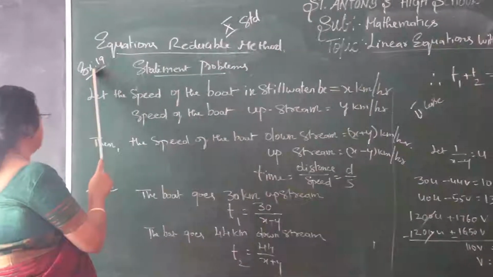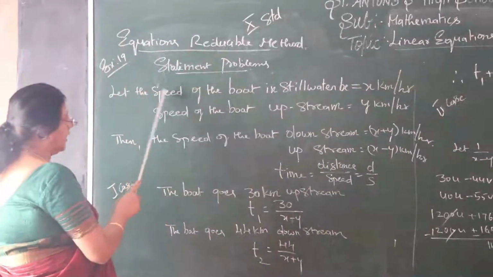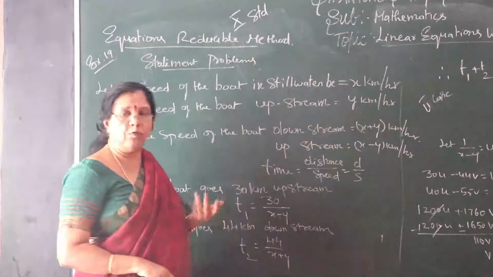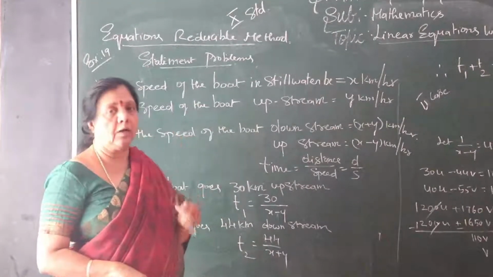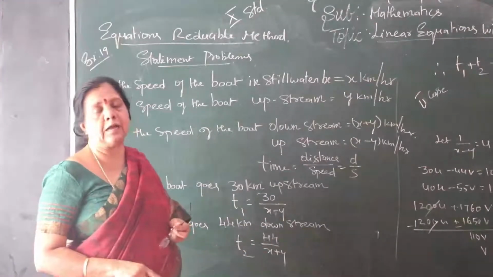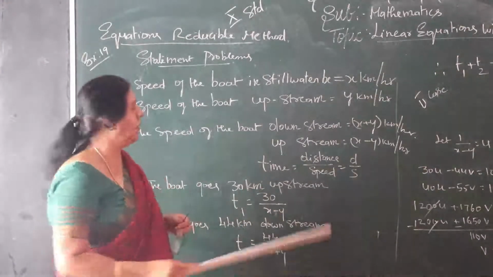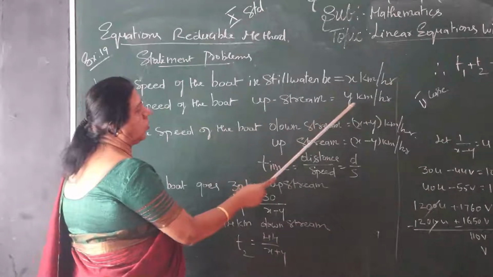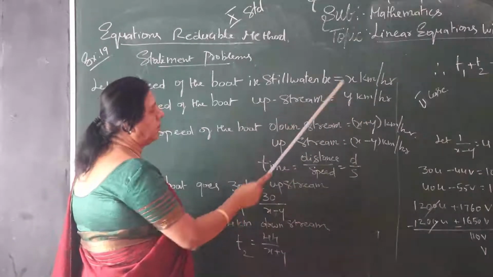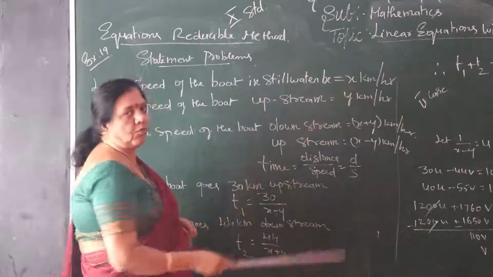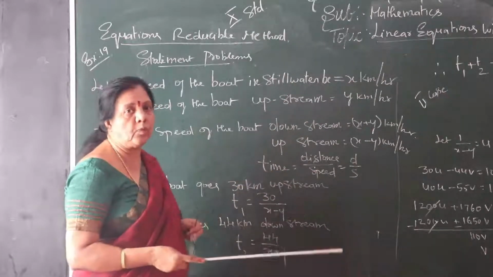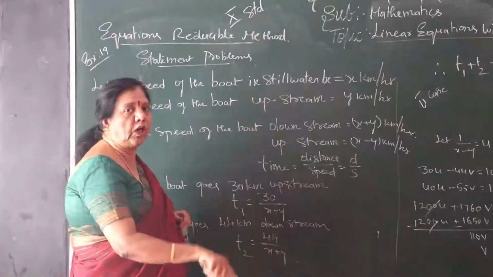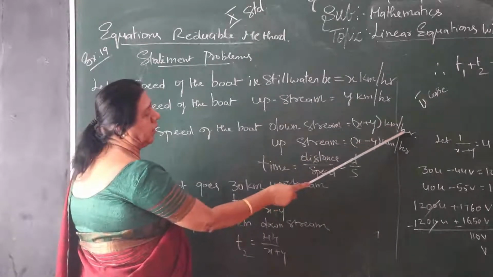So, example number 19. Let the speed of the boat in still water be x. We don't know the x value. Still water means water that stays where it is. Speed of the stream, upstream, let it be y kilometer per hour. Upstream y, still water x, we assume. Now the speed of the boat downstream is x plus y kilometer per hour.